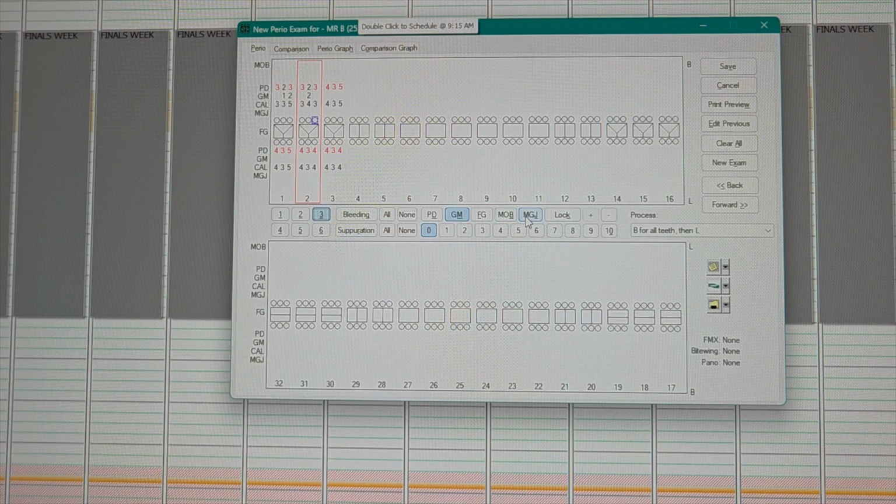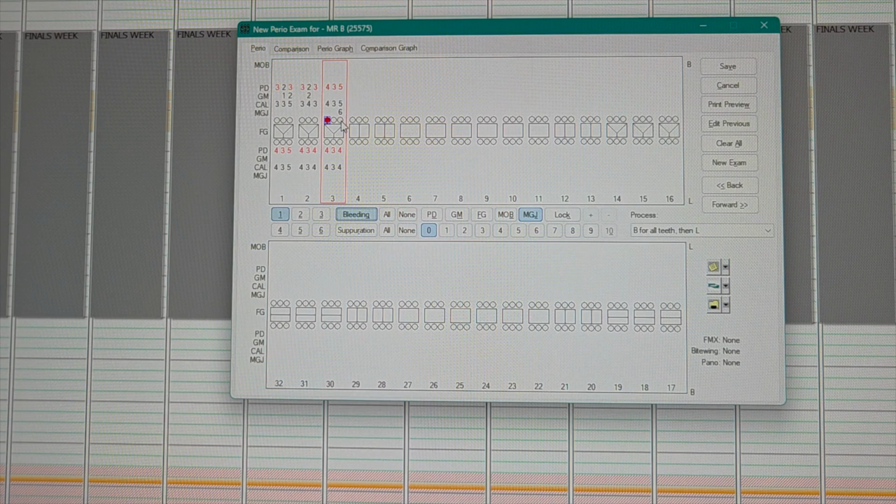We can also do the mucogingival junction that we discussed earlier. We can add that information. If we measure that and it's at a 6 millimeter mucogingival junction, we can keep track of that across many patients. Other things we can add are things like bleeding.